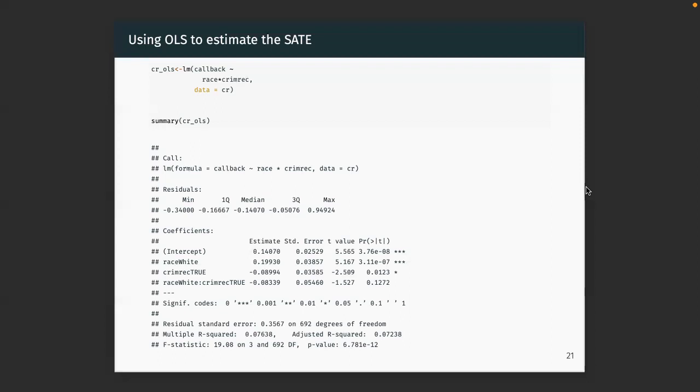Okay. Race white, 0.199. Standard error of 0.038. Criminal record, negative 0.09. Standard error of 0.035. Then our interaction term similarly. Let's move to these t-values. So it conducts t-tests on each of these.